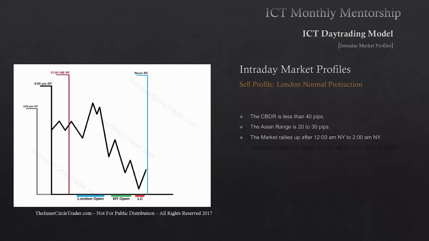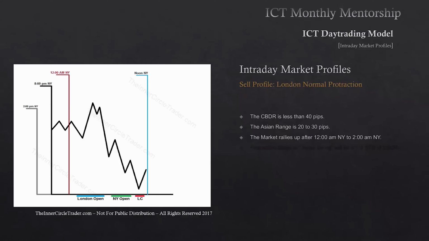Classically, the high probability scenario for this profile to unfold is you have to see what time it is in New York at midnight, and then you're going to be seeing price immediately start trading up from that point. If it does not start trading up into 2 o'clock in the morning New York time, that is not this profile. So right away you have a filter. The central bank dealers range has to be less than 40 pips, check. Asian range has to be 20 to 30 pips, check.